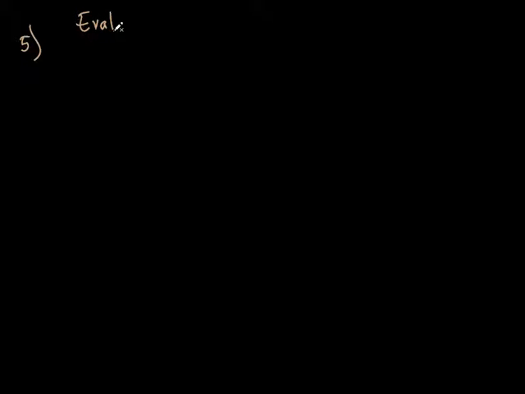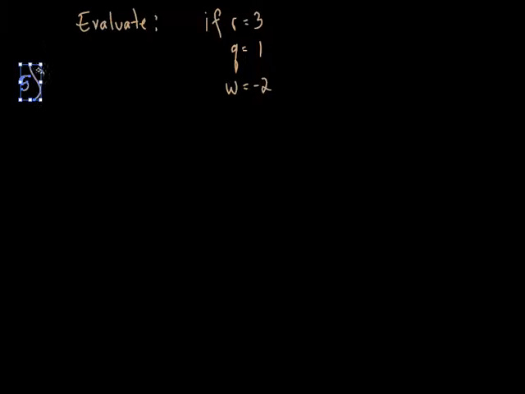These problems say evaluate. This is plug and chug. Remember me talking about that? And then it says if, and then they tell you what these letters are equal to. They say R is equal to 3, Q is equal to 1, and W is equal to -2. All right, and here's what we're evaluating. Let me scooch this down a little bit. Let's see. 5W on the top and 3R plus Q on the bottom.